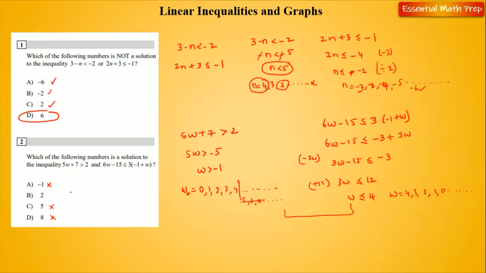So even -1 is not possible, right? Because -1 is possible here, but it's not possible here because W is greater than -1, right? So that means -1 is not possible either. So it's only 4 to 0 that is possible in both cases, which means only one of these can be the answer, and only one value appears in both cases, and that's 2.